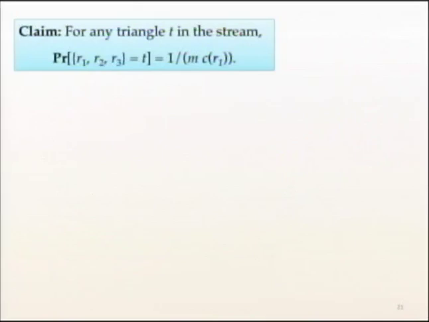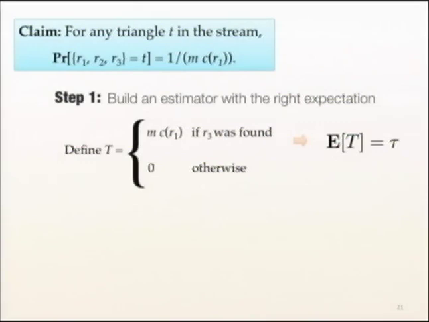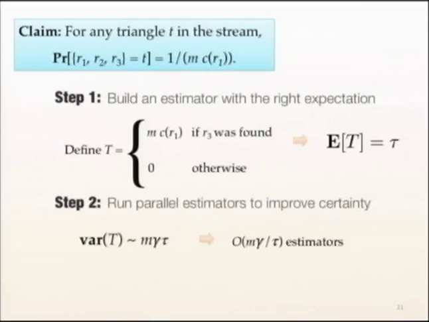So you can construct an estimator by unbiasing it. And to do that, you just define T to be M times C of R1, and 0 when R1 is not found. It's easy to show that the expectation of this random variable is tau. And also, you can show that the variance of it is something like M times gamma times tau. So in a sense, it needs M times gamma over tau estimators.